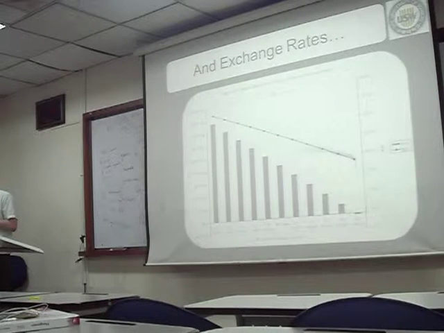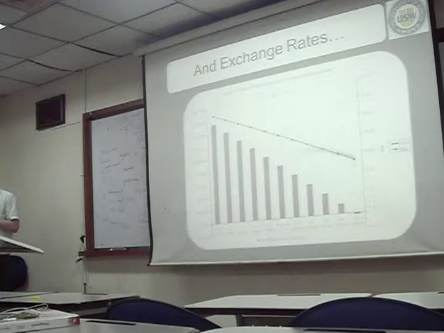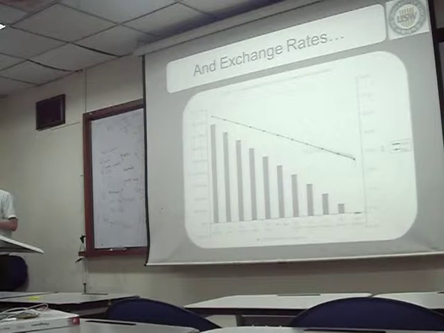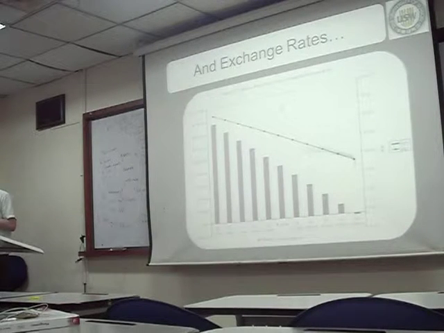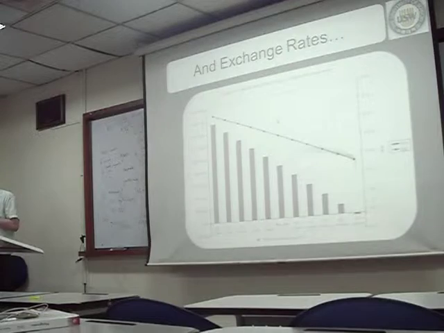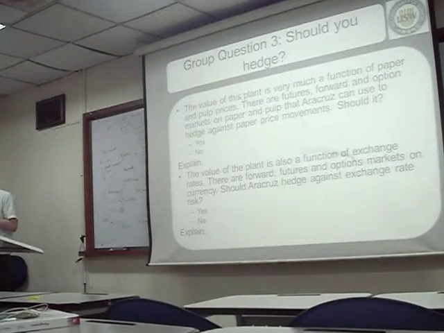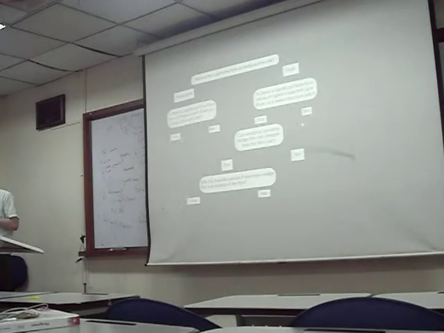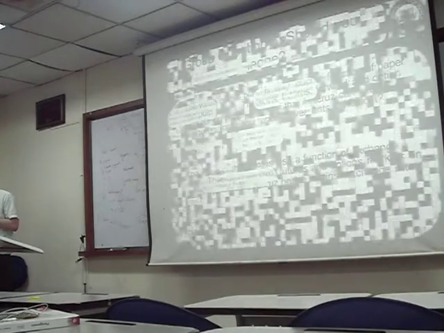So we see how the variables change. Another variable that could affect this company is the US dollar exchange rate. If they're selling paper in the US and the US dollar gets weaker, it's bad for their business. We can hedge this, there are other ways to manage that. Do you understand about hedging?